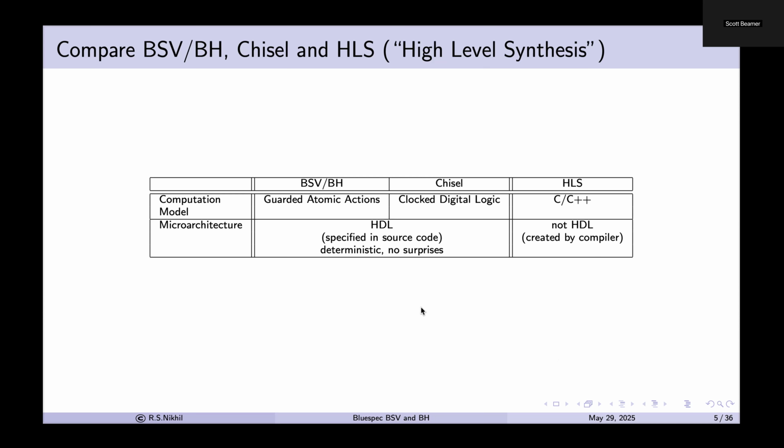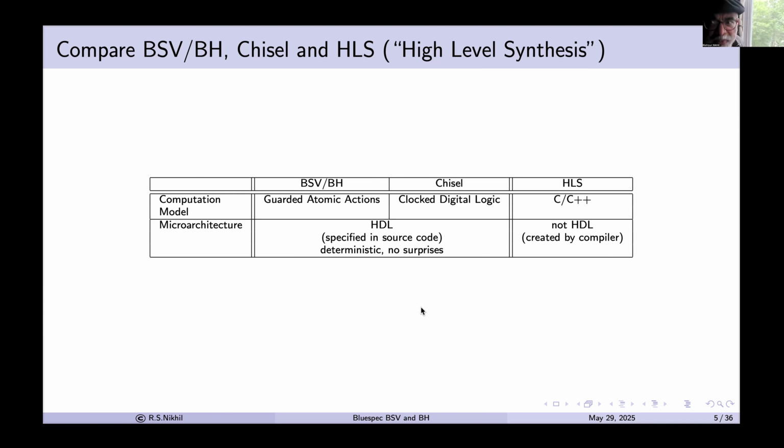Yeah, so I'm looking at this chart. Can HDL do both guarded atomic actions and clocked digital logic, or is it exclusive to the computation model? Scott, could you repeat that? I can't hear very clearly. If I'm understanding the question correctly, are those both things Verilog can't do for the computation model? So basically, I guess the notion he's saying is, looking at HDL as Verilog, can it do clocked digital logic and guarded atomic actions?